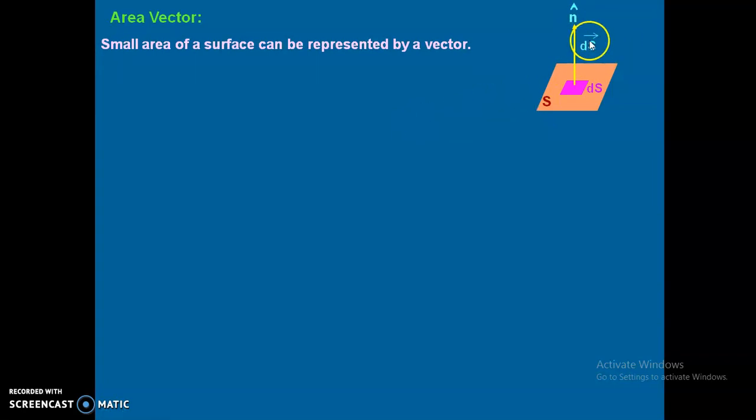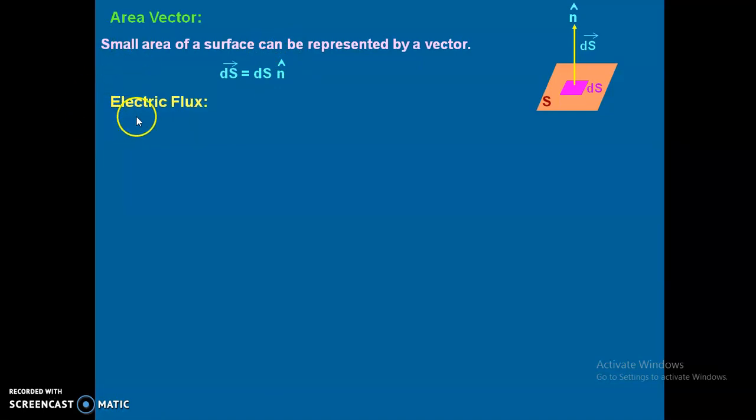This is vector dS, showing the direction of this particular vector, which is the area vector. Now, how can we represent vector dS? Vector dS will be represented by dS n cap. dS represents the magnitude of this particular small area, and n cap is the direction. It's a unit vector.